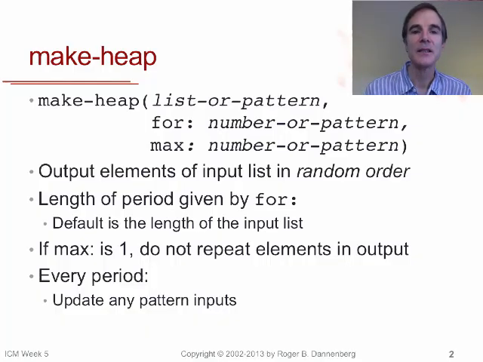Heap has some optional parameters. The for parameter we'll learn about later, but it gives the length of a period. These patterns come in periods that are useful when we compose patterns later. And the second parameter, max, is the maximum number of times you can repeat an element in the output.